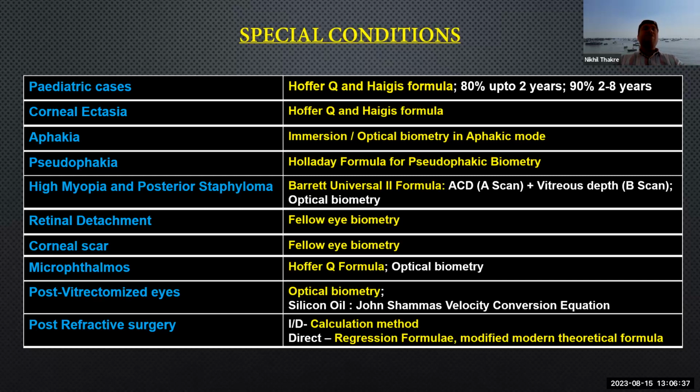In high myopia and posterior staphyloma, the Barrett Universal 2 formula can be used. In retinal detachment and corneal scar, fellow eye biometry is the standard. For microphthalmos, the Hoffer-Q formula. For post-vitrectomized eyes, optical biometry. And nowadays we are encountering a flood of post-refractive surgeries. So here we can use calculation methods or regression formulas.